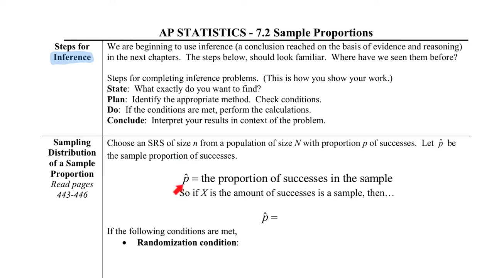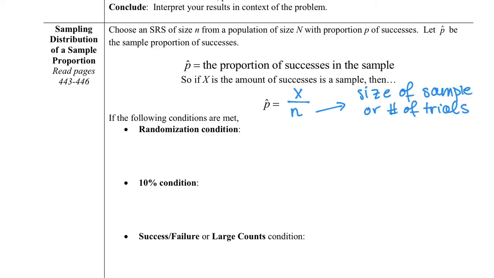So we're going to define p hat as the proportion of successes in the sample. So if x is the amount of successes in the sample, this is pretty easy. This is actually going to look like a mean. So n is the size of our sample or number of trials.